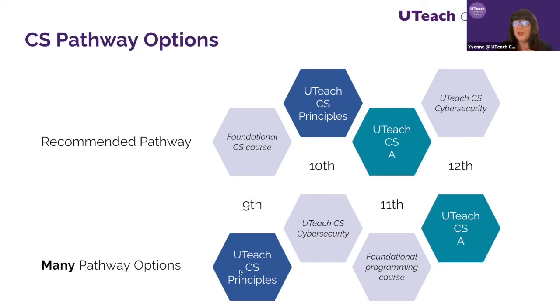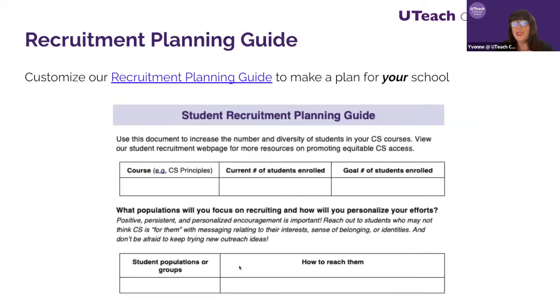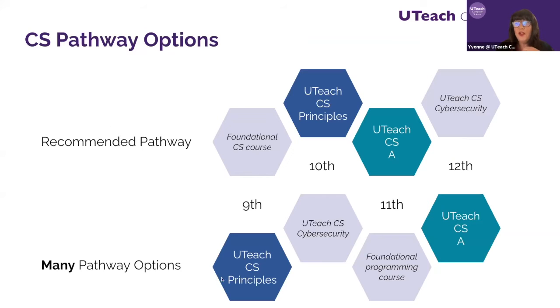Because there is not an Algebra 1 requirement for APCS Principles, we have many school districts that will offer the CS Principles course as the entry point, followed by maybe a cybersecurity or foundational programming course, and then the CSA in their senior year. So any variation is really available to you, depending on your students, your needs, and your requirements on your campuses.